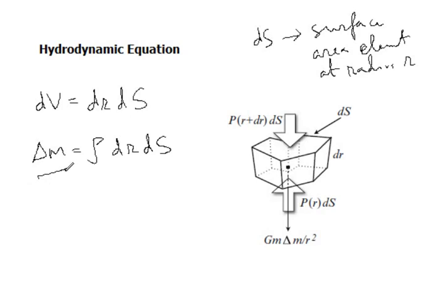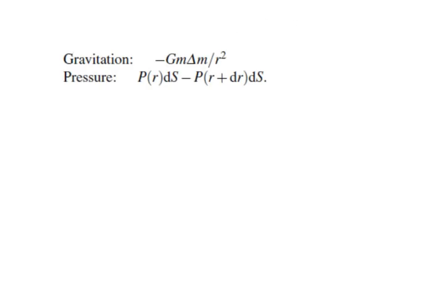Note that we are not using dm. Why? Because we are not looking at the mass of the spherical shell. Now, what are the forces which are acting on the mass element? You see, there are two important forces acting on the mass element. The first is the gravitational force, and the second one is the pressure force. Here, P or the pressure is not a function of theta or phi. Why? Because we have imposed spherical symmetry.